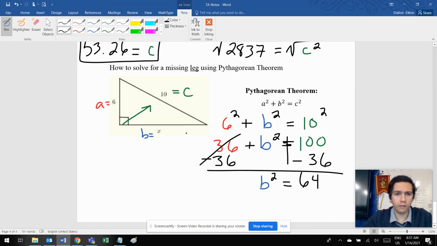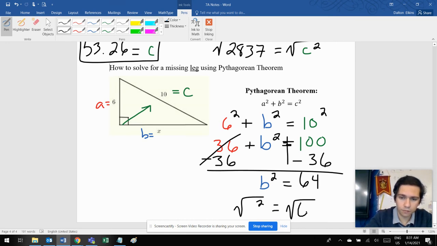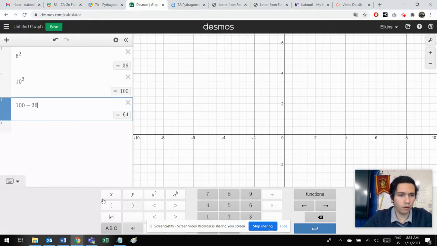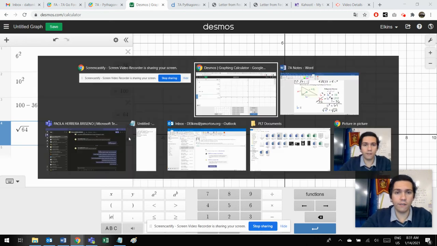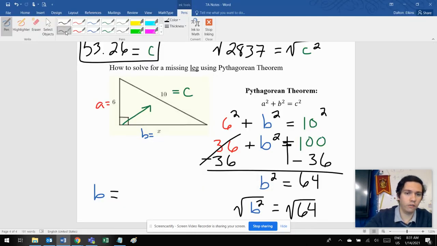And it makes sense. If you think about this triangle, this side being 6 and this side being 10, there's no way the side is 64. That's way too big. So if I take the square root of both sides, if I take the square root of B squared, that'll leave me with B. If I take the square root of 64, I'll go into my calculator, type in the square root button, I'll type in 64, and it'll give me 8. Hey, it's a number I don't even have to round. So this is just equal to 8.